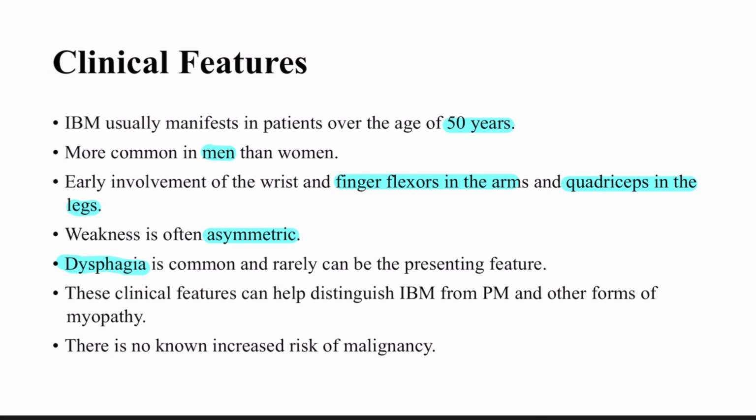These clinical features help distinguish IBM from polymyositis. There is no known increased risk of malignancy. See, in dermatomyositis there is increased risk of malignancy. Which cancer? Colonic cancer.